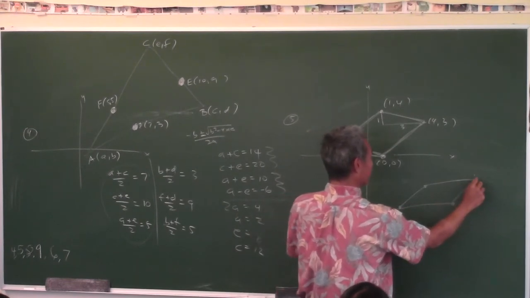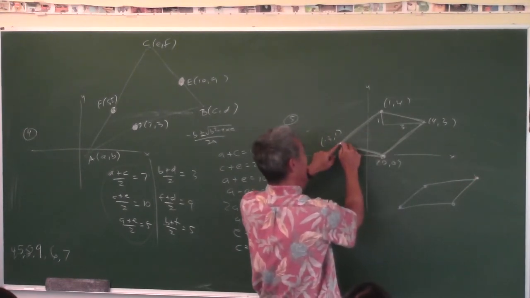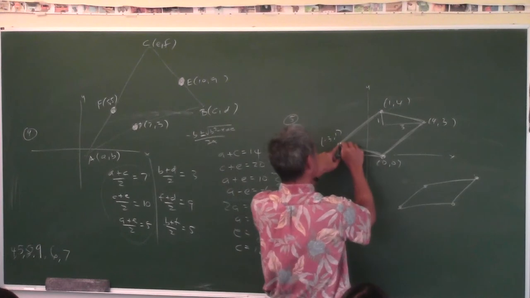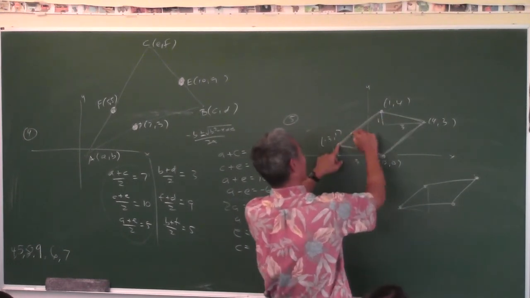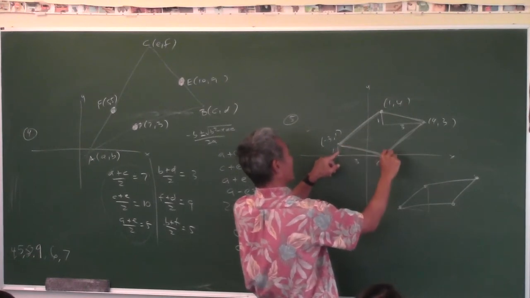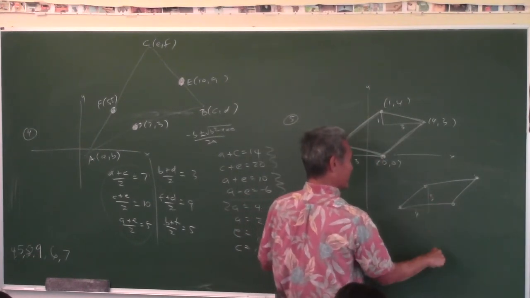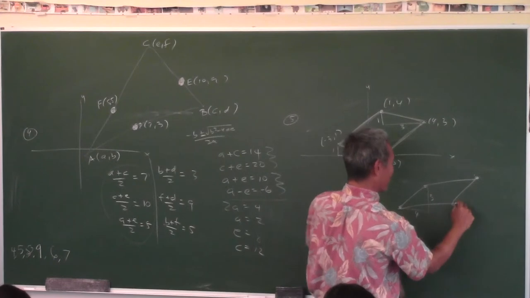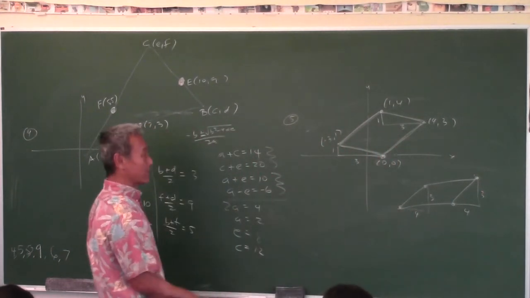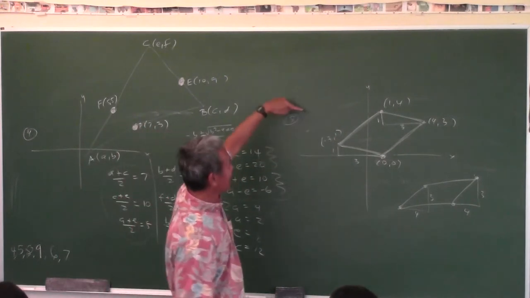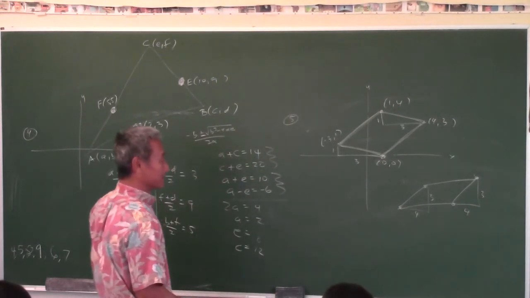So if I want to get to this point over here, you just ask yourself, to get from here to here, what do I have to do? How much right and how much up do I have to go? Look at it. You got to go 4 right and 3 up. So to get from this point to that point, I got to go 4 right and 3 up also. And that's how you get the second answer. And then you do the same thing for the one on this side. It's 3 up.